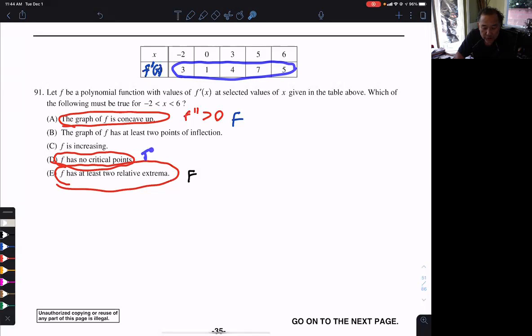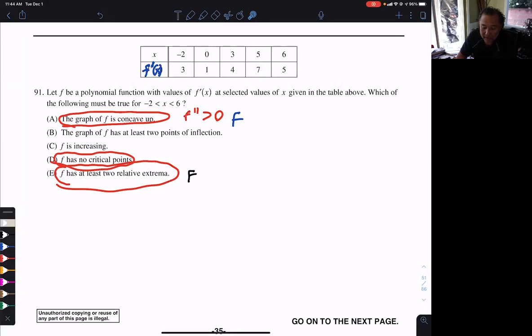Because remember what I said? You can't assume what happens between these. It could go from 3 to -5 back up to 1. It could be negative in between. It could be 0. It could go from 4 to 0 back up to 7. So to say it has no critical points, you do not know that. It could have a critical point between 4 and 7.